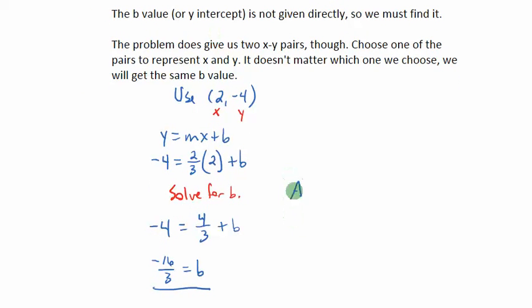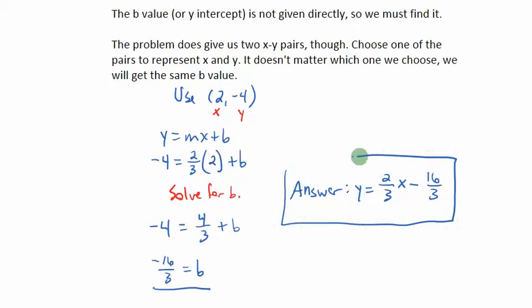So the answer is y equals my slope m, 2/3, times x plus my b value, -16/3. Okay, so one more layer here in addition to the previous problem. They didn't even give us the slope. We had to calculate it first, and then we could use one of the ordered pairs to calculate the b value.